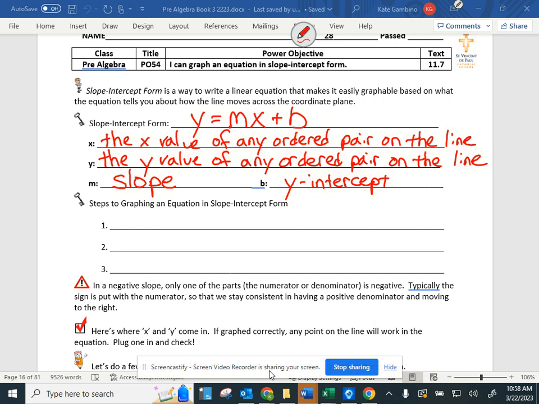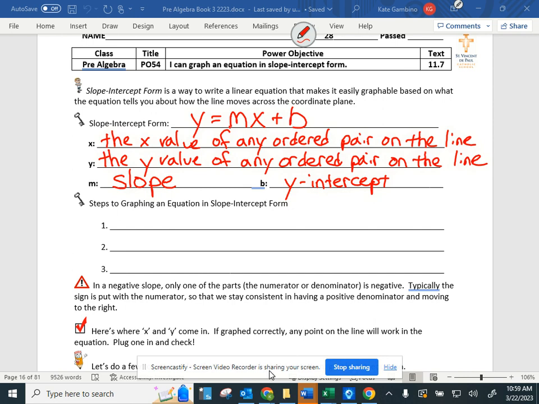Why is there no x-intercept? There's just not. Okay, so we need to know the x and the y, we need to know the slope, and we need to know the y-intercept, because we can use this equation to find the x-intercept. We're going to see how we use this equation. We don't need that information for the equation.